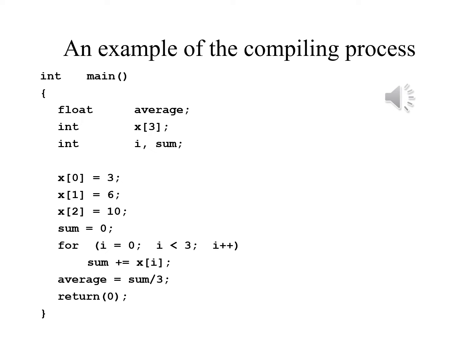We're going to add x sub i to the sum. Now that we have the three added together, we will find the average, which is sum divided by 3, and returning 0 means the program will return control to the operating system with a status code of 0, meaning it terminated normally.